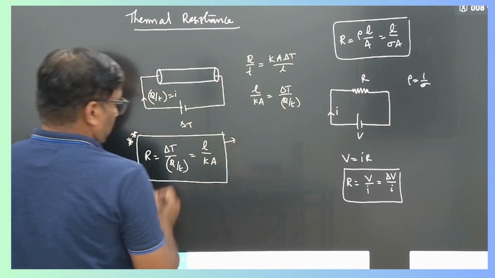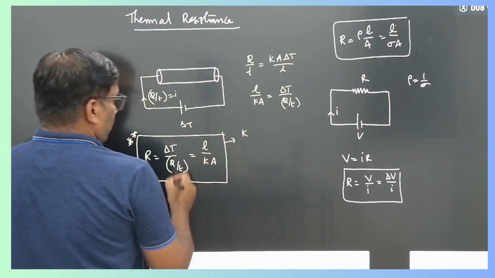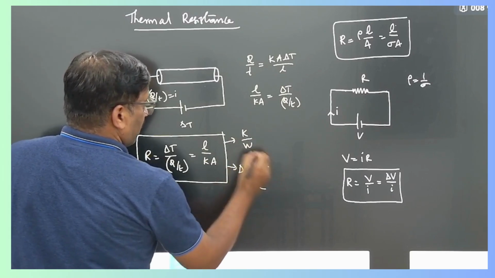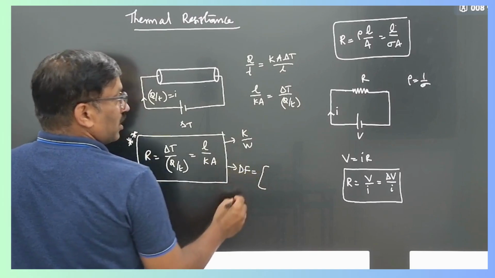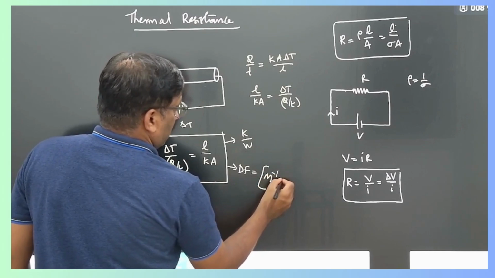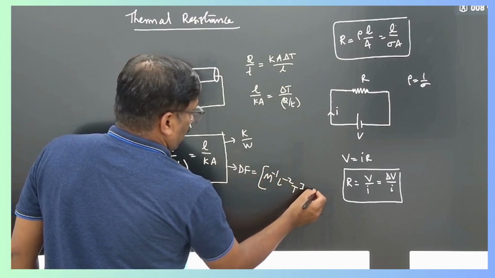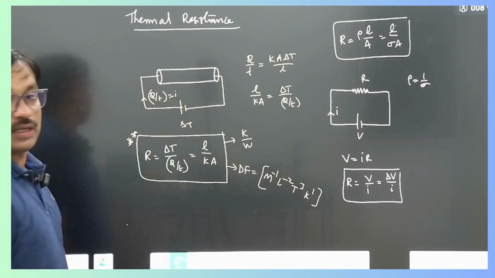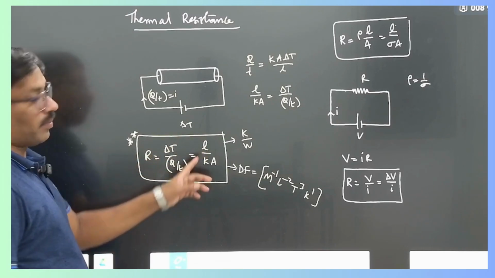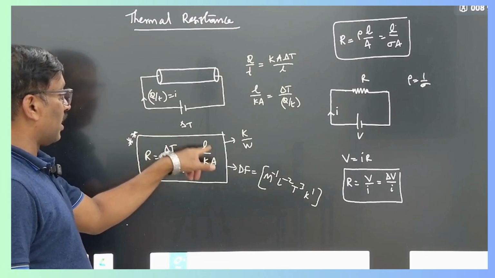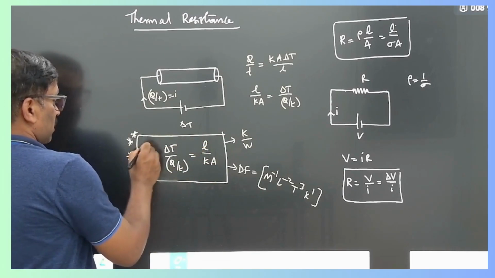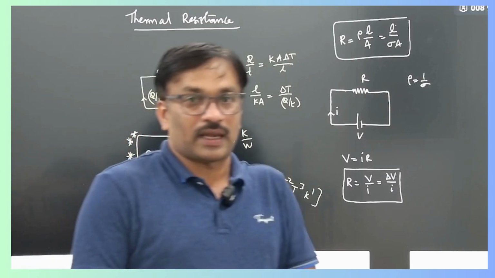So this is the thermal resistance formula. What is the unit now? The temperature difference is in Kelvin, so the unit is Kelvin per watt. What is the dimensional formula here? Kelvin, and watt is M1 L2 T minus 3, taken on top, so the dimensional formula for thermal resistance is M minus 1 L minus 2 T3 K1. It depends on the length and is inversely proportional to the area and K. So this is thermal resistance, and we can calculate it.